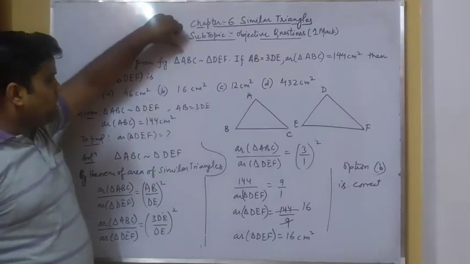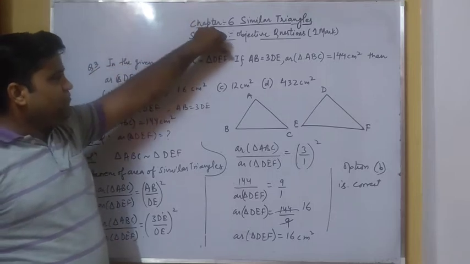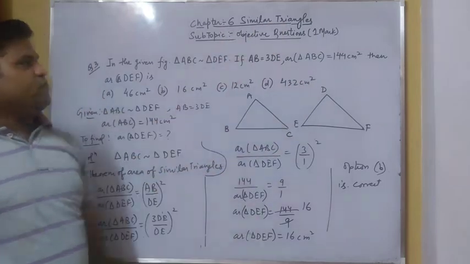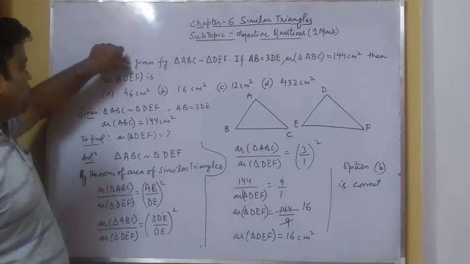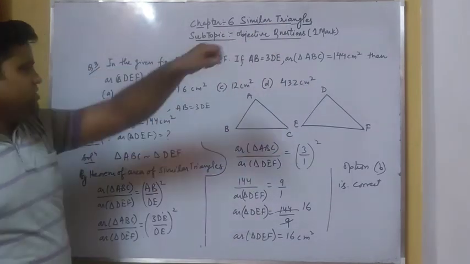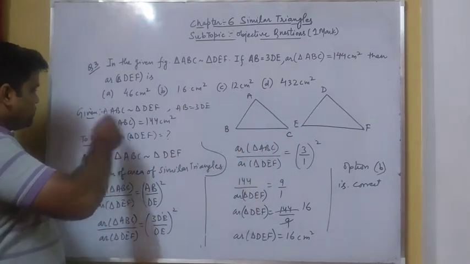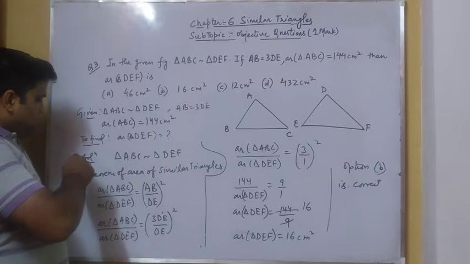Question number 3. In the given figure, triangle ABC is similar to triangle DEF, if AB equal to thrice of DE. As area of triangle ABC is equal to 144 centimeters square, we have to find the area of triangle DEF. Which option is correct? In the question, the figure is given. We write all the information in the given. We have to find this. Now let us come to the solution.